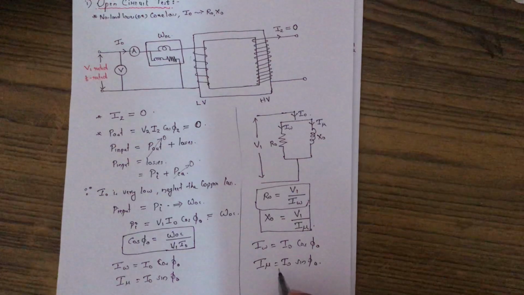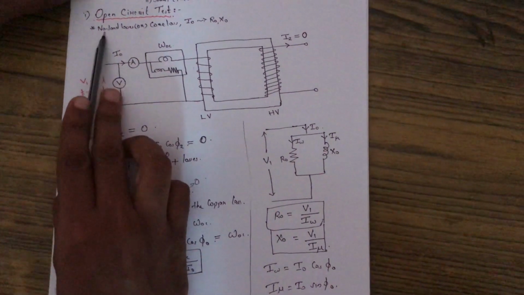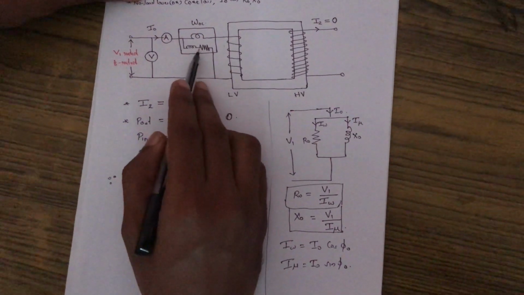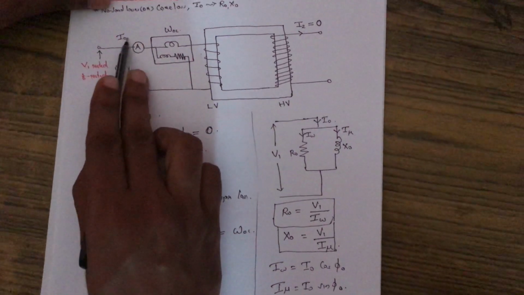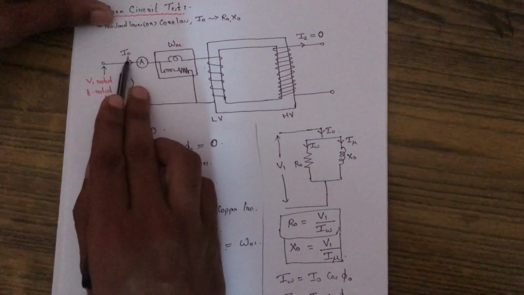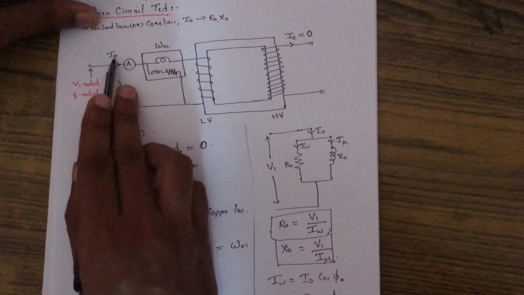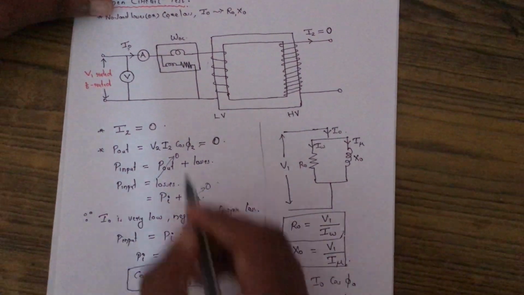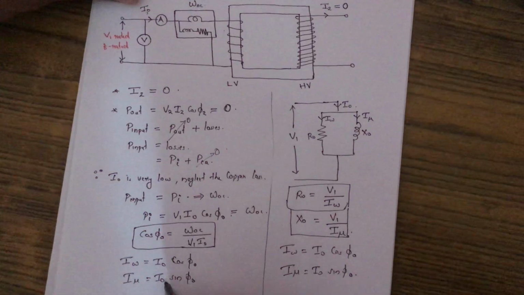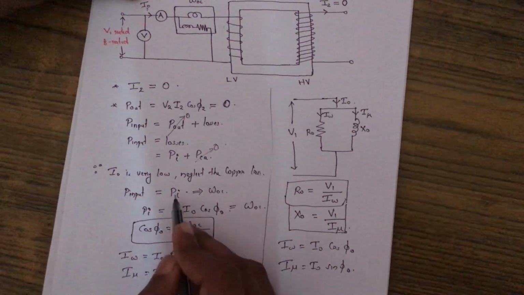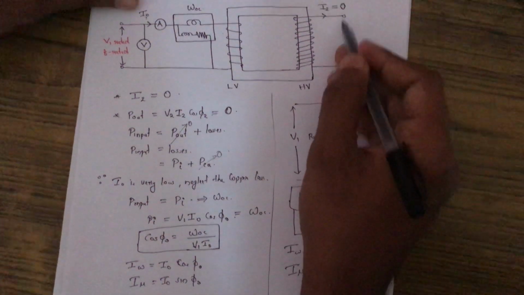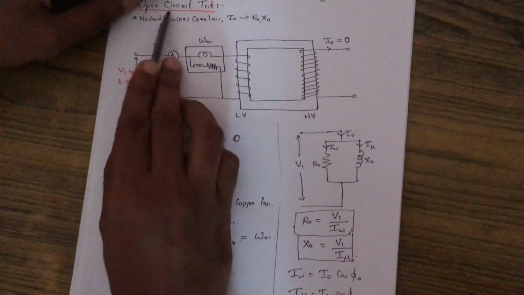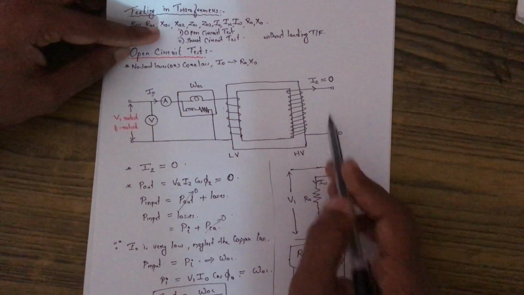So the main objective of this test is to find the core loss. The core loss we can measure directly from this wattmeter. We are neglecting the copper loss because the no load current I naught will be very less compared to the rated current, therefore I naught square R naught 1 we can neglect. Then the input power will be equal to the iron loss of this transformer, and the secondary power is 0 because there is no load connected across the secondary. As the name indicates, it is the open circuit test. The secondary is kept open circuited.